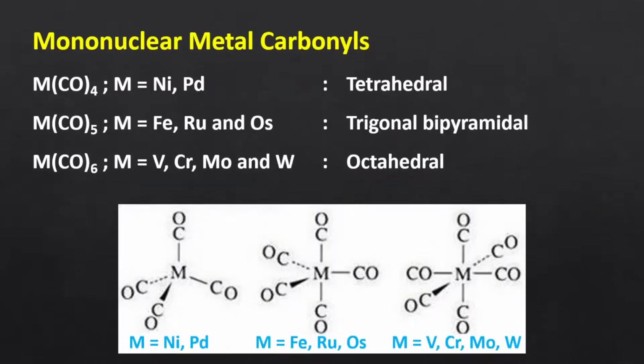Okay, coming to the metal carbonyl complexes, we can classify them as mononuclear, binuclear and polynuclear carbonyl complexes. The first one is mononuclear carbonyl complexes. Three different geometries are possible in these mononuclear carbonyl complexes. Nickel tetracarbonyl and palladium tetracarbonyl have a tetrahedral geometry. Iron pentacarbonyl, ruthenium pentacarbonyl and osmium pentacarbonyl have a trigonal bipyramidal geometry, while the hexacarbonyls of vanadium, chromium and molybdenum, along with tungsten, have octahedral geometry.